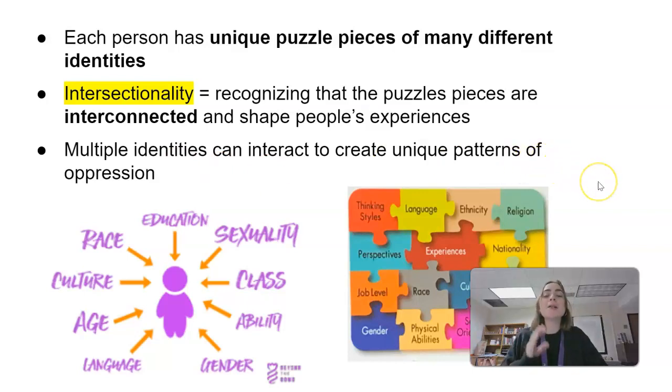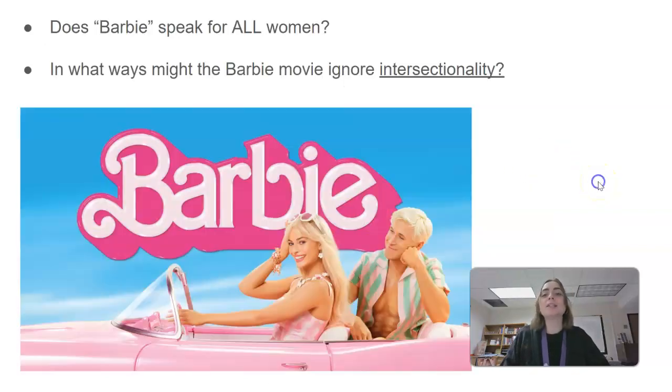In order to think a little bit more about intersectionality and describe this, I want to talk about the Barbie movie. So some of us might have seen the Barbie movie over the summer when it came out. This was a really famous movie. And this movie talks a lot about sexism and the way that women have experienced oppression in our world because of sexism and the patriarchy.